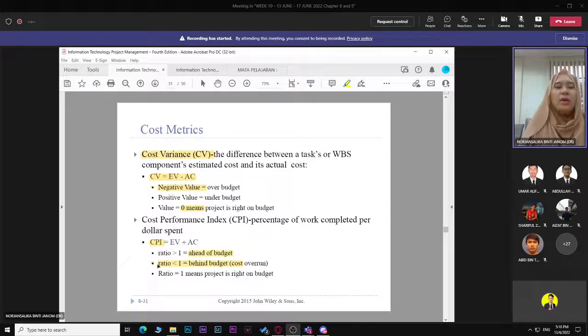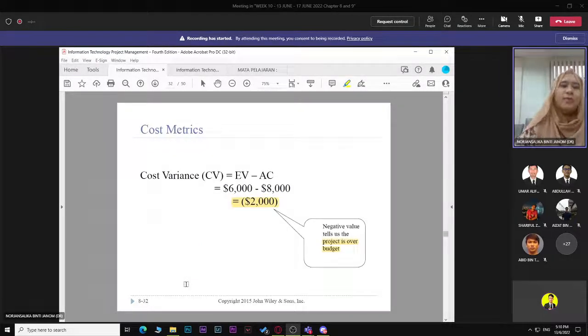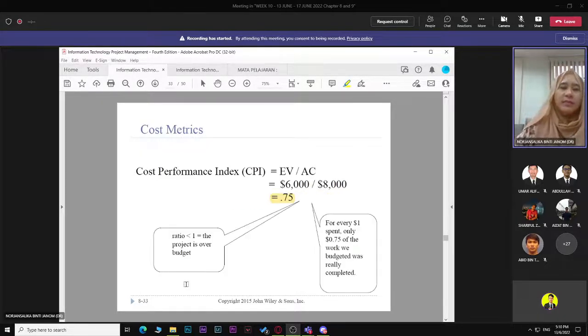They do more. If the ratio is less than 1, it shows that it is behind budget, meaning you have actually overpaid. The productivity is very low, for example. Again, if it's 1, it is right on budget. So this is how it calculates. Cost variance is earned value minus actual cost, negative 2,000. So it shows that it is over budget.